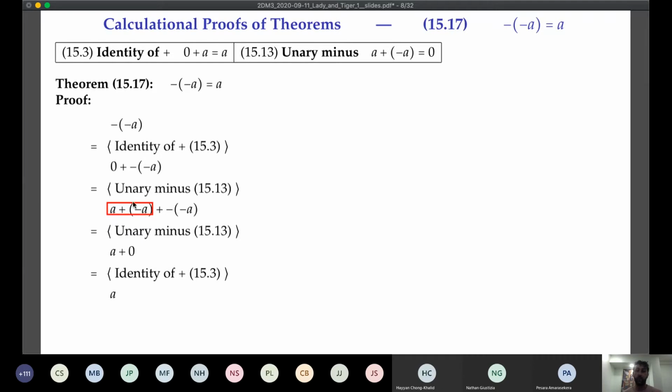Then you use associativity of addition to move the parentheses to the right side. Then you say, hey, this is just minus a and its inverse, which is 0, and then you get the a again. Because it's all equalities on the side, this is the same as minus a. Then you slide down the equalities, and you make it to a.